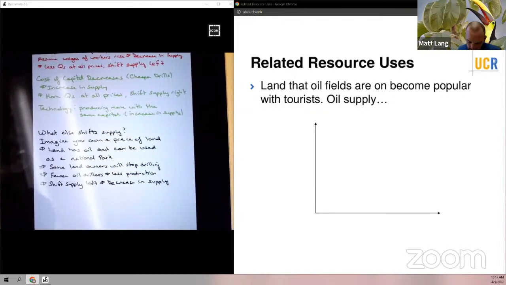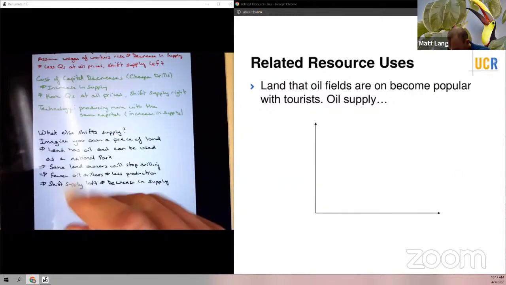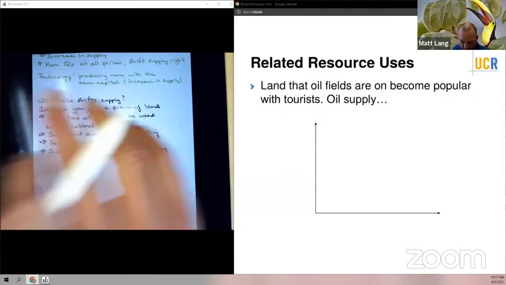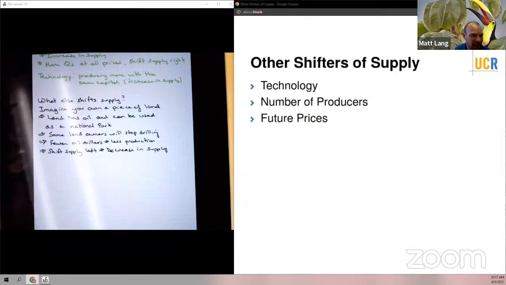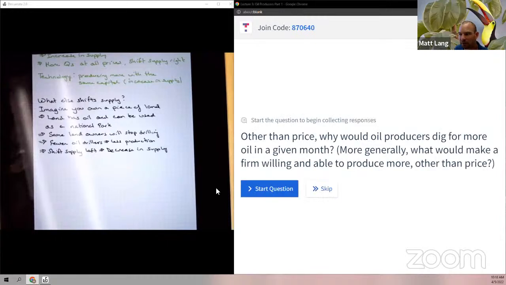Okay. So that's another shifter, right? That's just another shifter. So let's see, do I want to, no, I don't want to draw anything quite yet. Okay, so what else is there? Well, we had technology, number of producers. You guys had, let me go back to the answers that you guys had. Because again, the subsidies was another one. So subsidies and taxes.